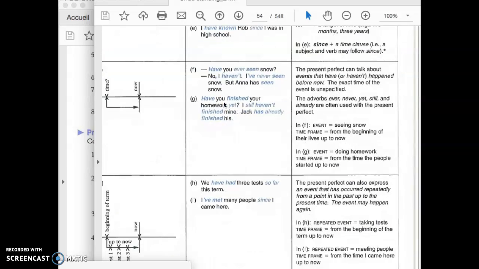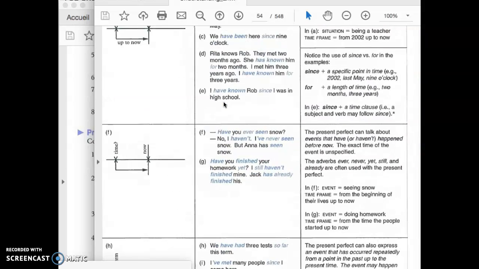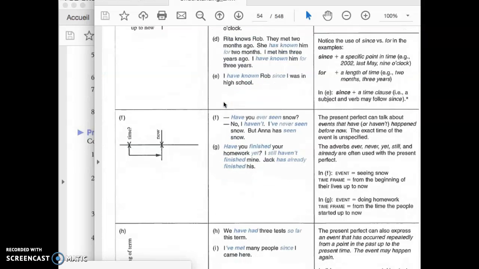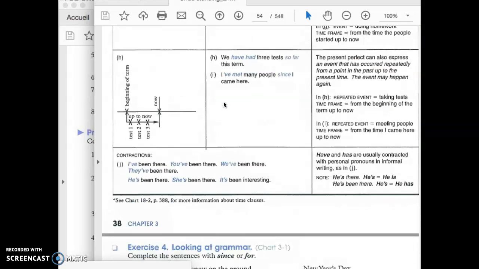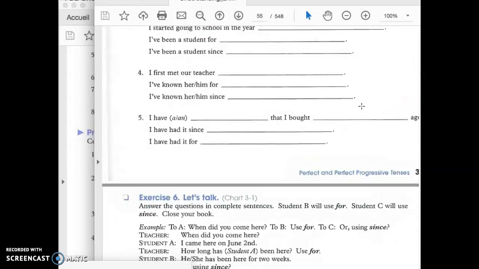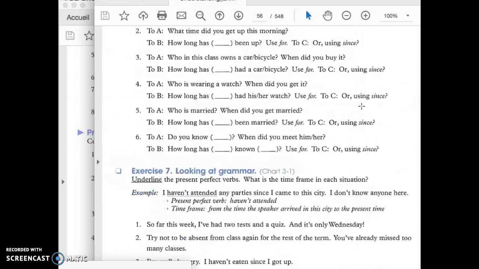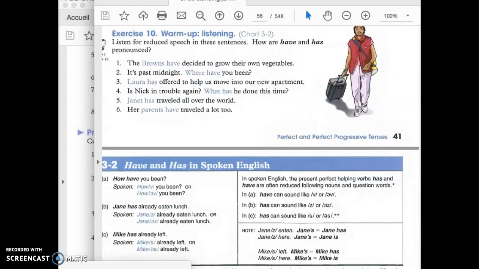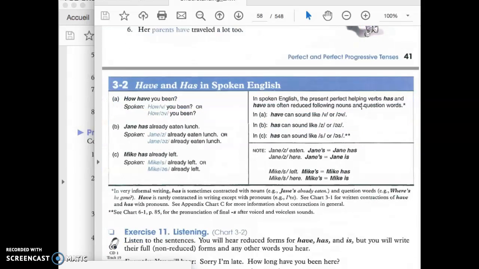And here, in the first video, I was talking about this part, which is page 38, present perfect. How to use the present perfect with since and for. Okay? And be careful of the construction. So they give a lot of exercises here. Now, I want to go to have and has in spoken English.